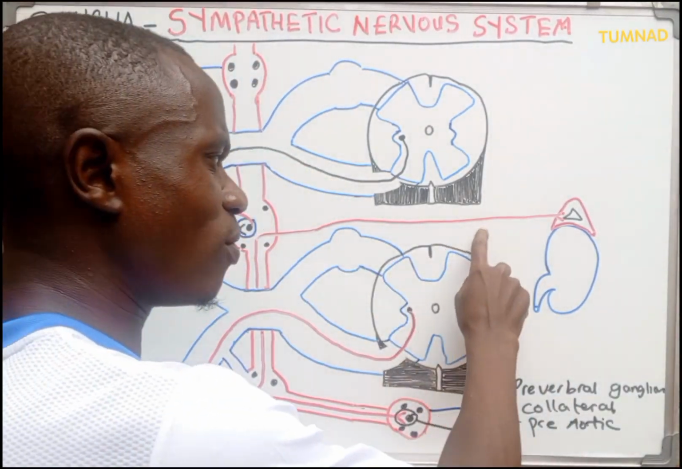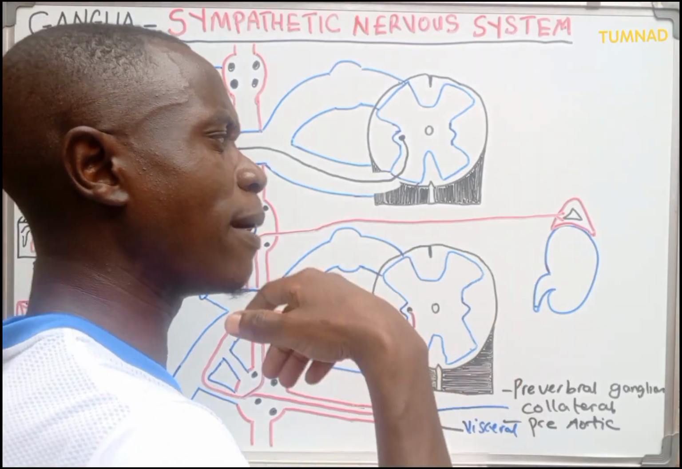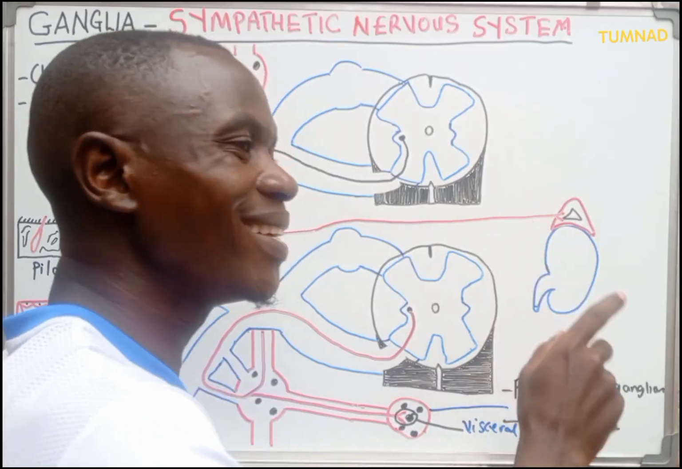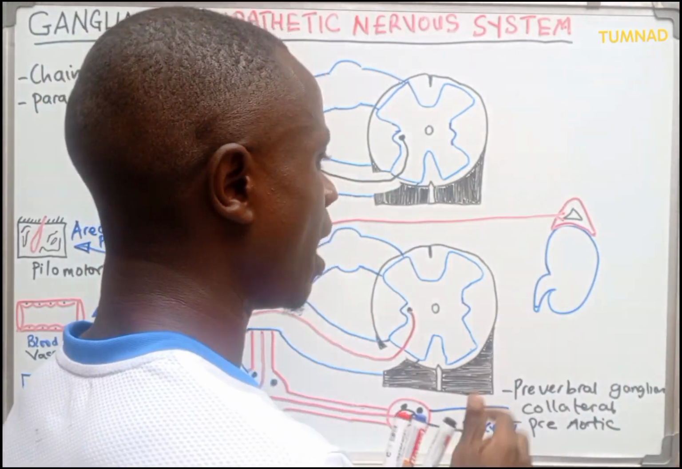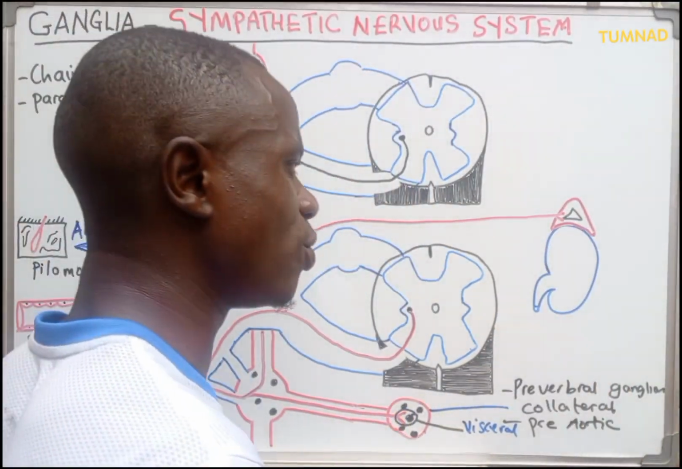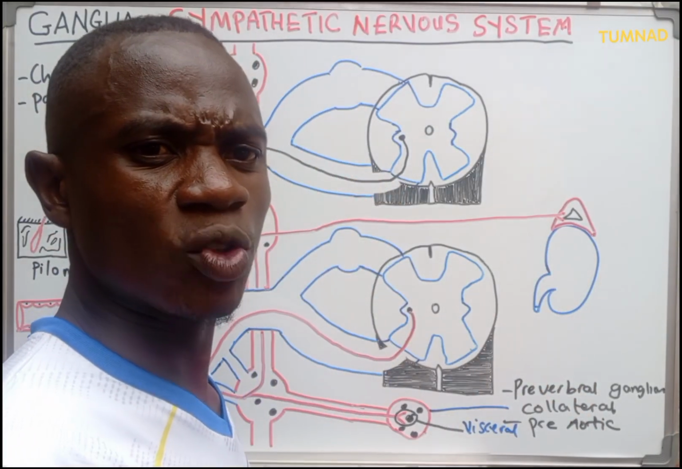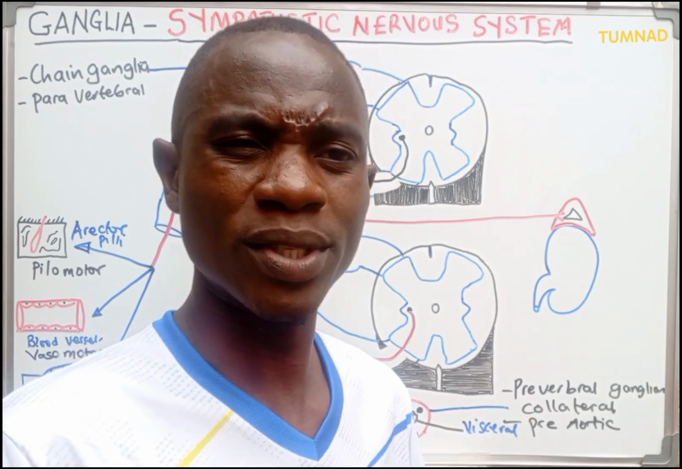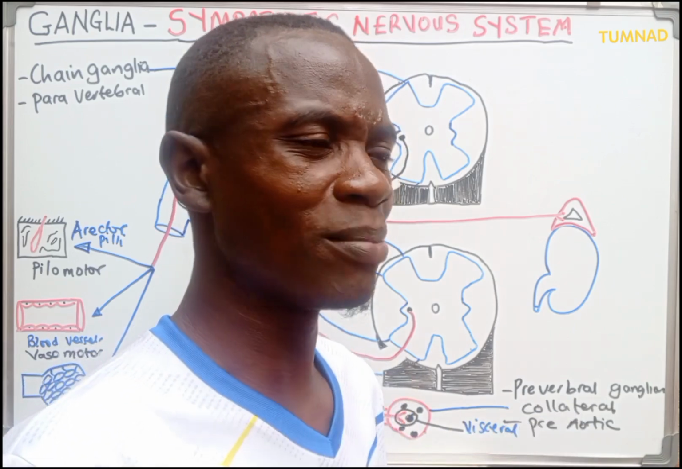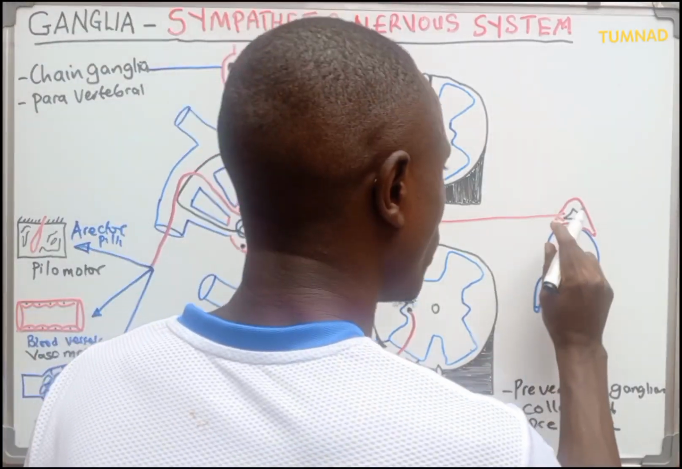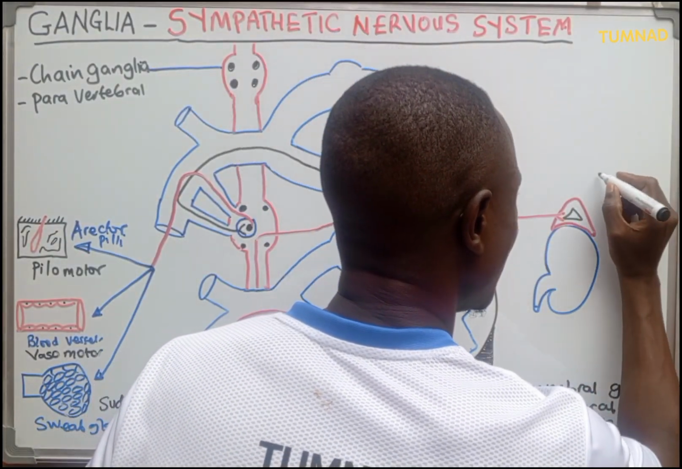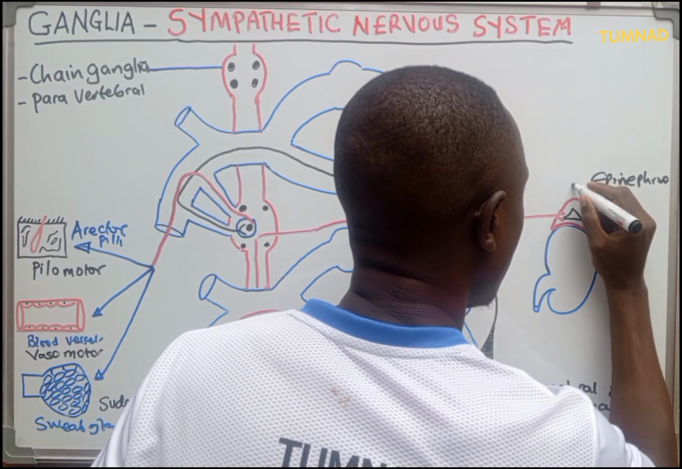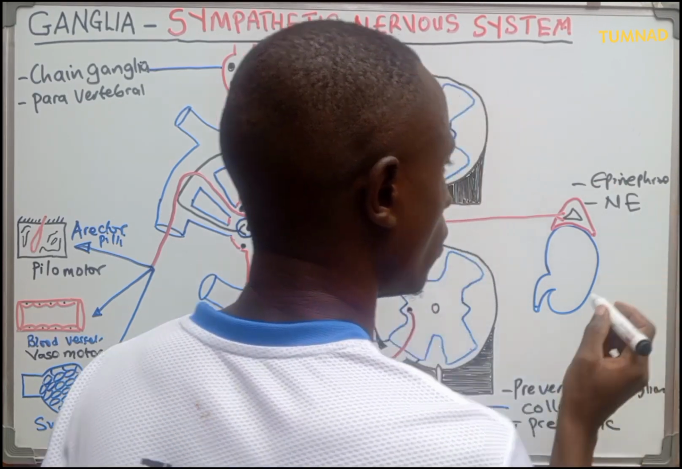This fiber is still a preganglionic motor fiber of the sympathetic nervous system. It releases acetylcholine, and when it releases acetylcholine to the adrenal medulla, the adrenal medulla has chromaffin cells. These chromaffin cells are modified postganglionic motor fibers. It is something very important to know. So what happens when they are stimulated? They can release epinephrine, or even norepinephrine.